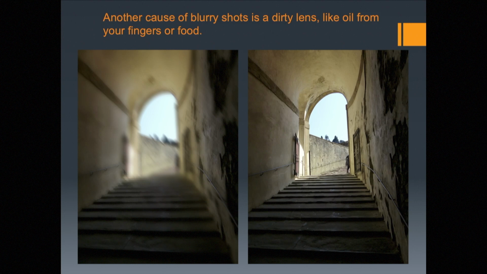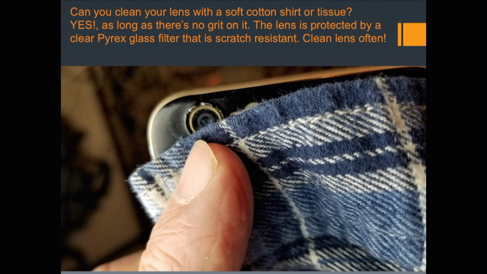So can you clean your cell phone lens with a soft shirt or a tissue? Yes. I don't recommend doing it with a big grown-up camera unless you have a skylight filter on it. But as long as there's no grit on the cloth or tissue that you're using, the lens on a cell phone is protected by a clear Pyrex glass filter that is scratch resistant. So you can clean your lens often with your t-shirt and you will be fine. It will not scratch your lens.